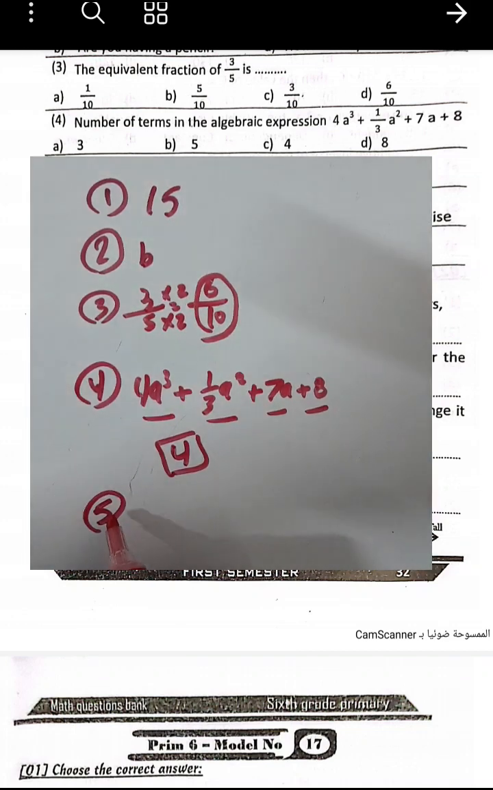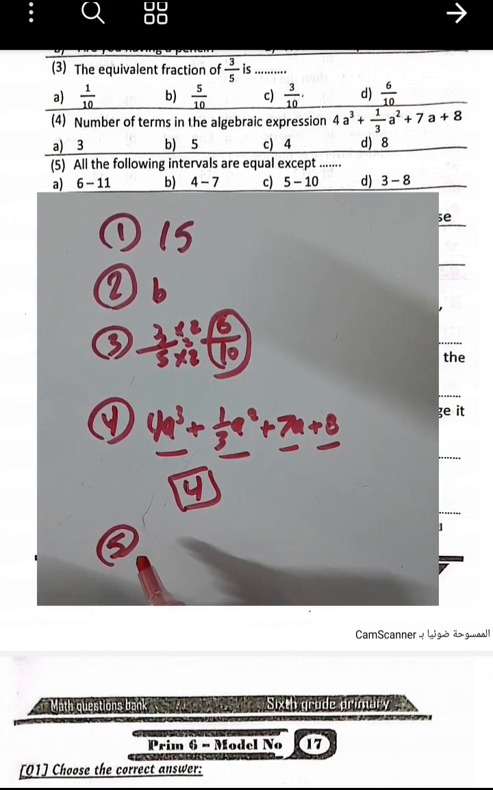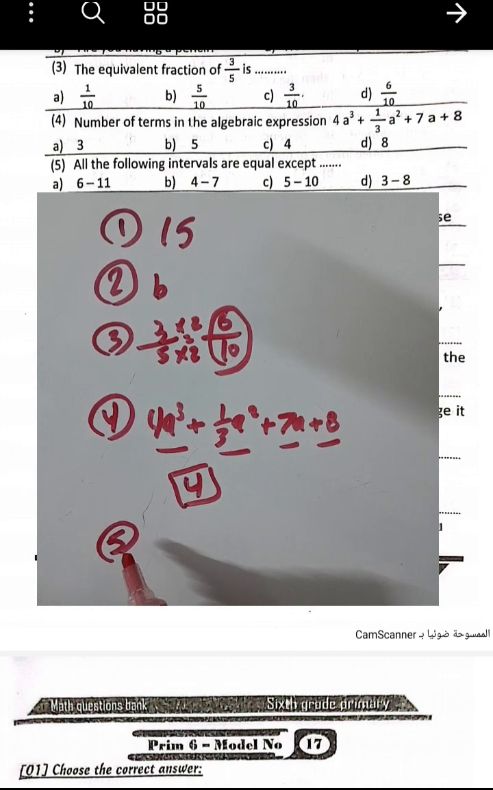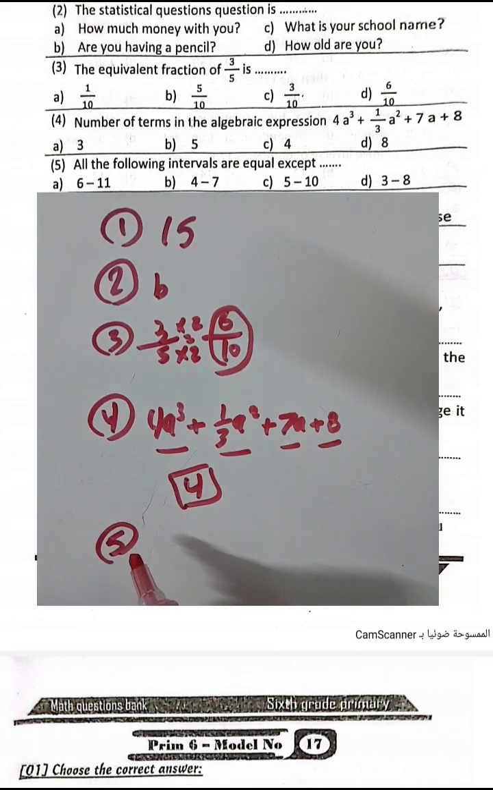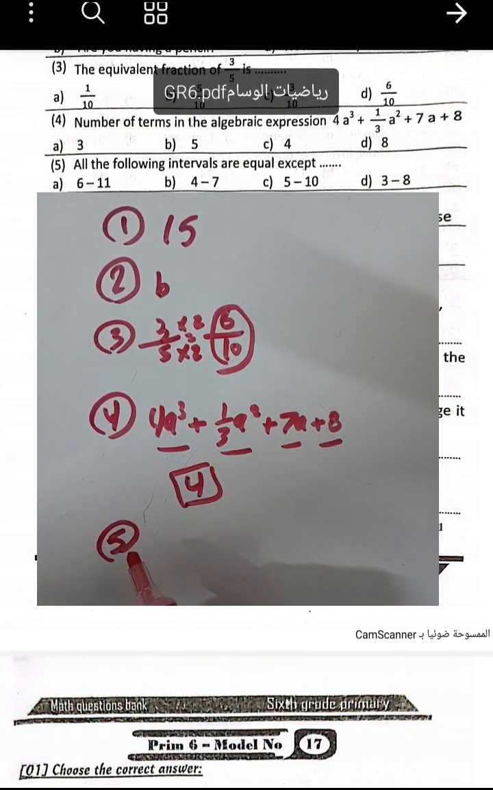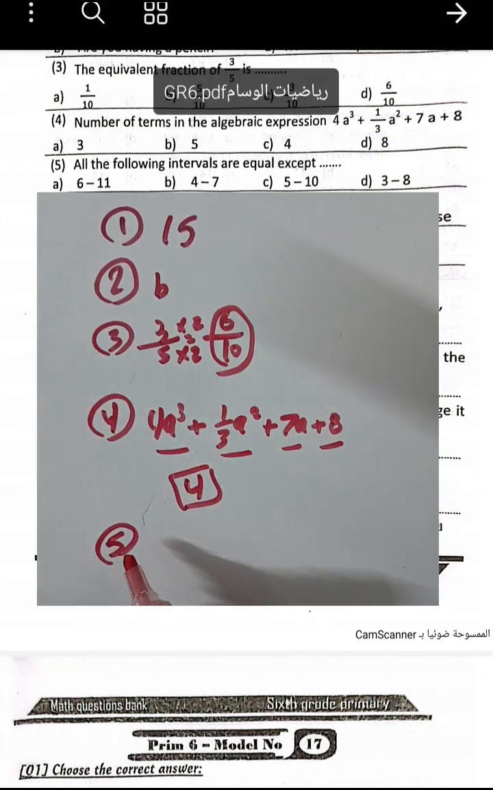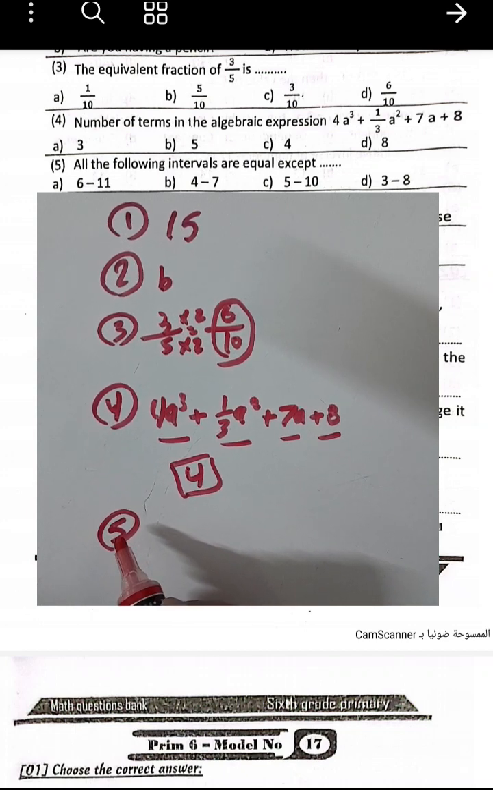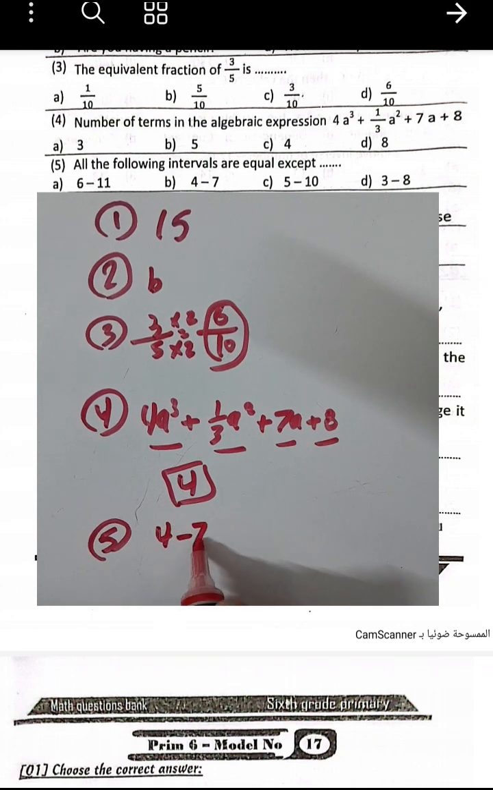Question number 5. All the following intervals are equal except what? 4 to 7, because we add here 5. 6 plus 5, 11. 5 plus 5, 10. 3 plus 5 equals 8. Then this interval here was wrong. All the following intervals are equal except from 4 to 7. Choose letter B.